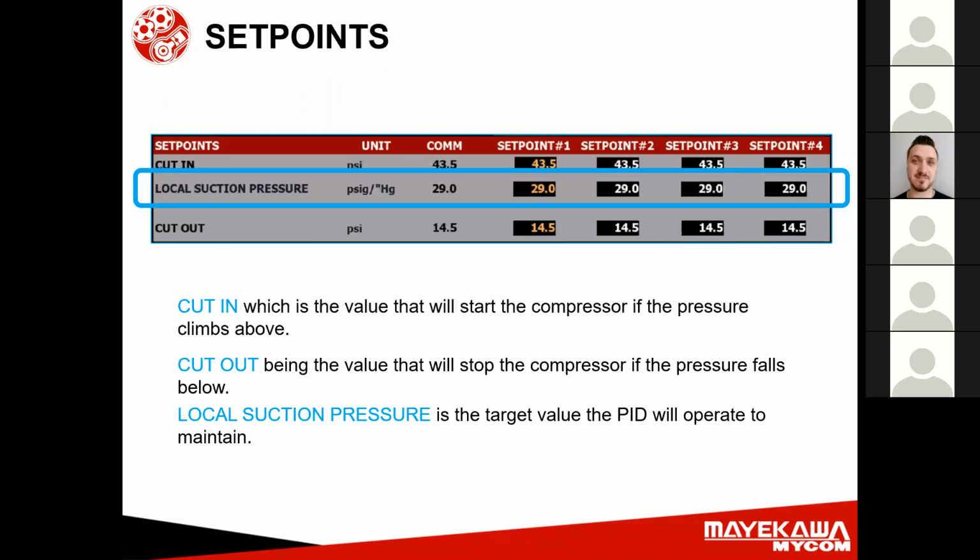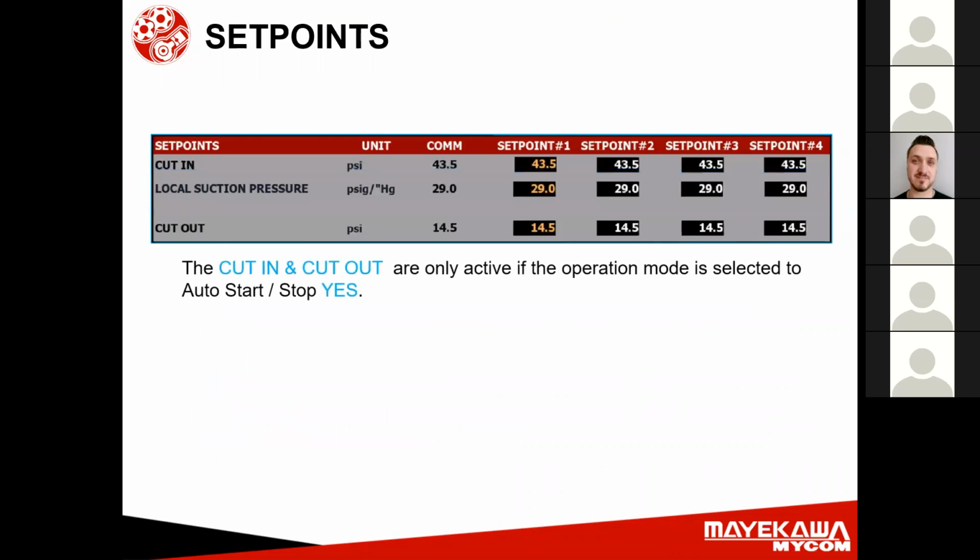This control could also be based on system suction pressure, chiller leaving temp, local discharge pressure, system discharge pressure, a combination local suction pressure and leaving brine temp, or a combination system suction pressure and leaving brine temp. The cut-in and cut-out are only active if the operation mode is selected to auto start stop yes.